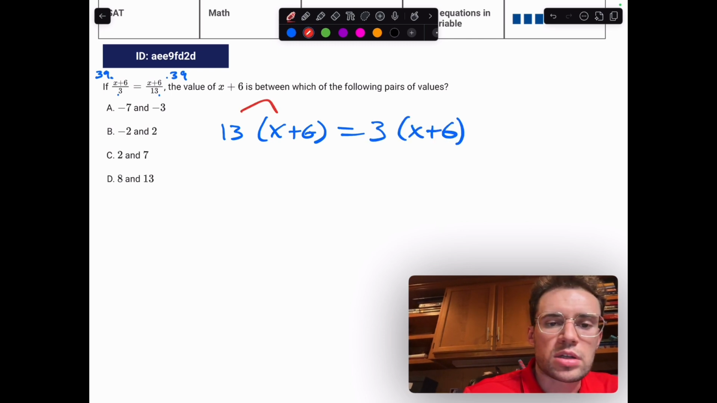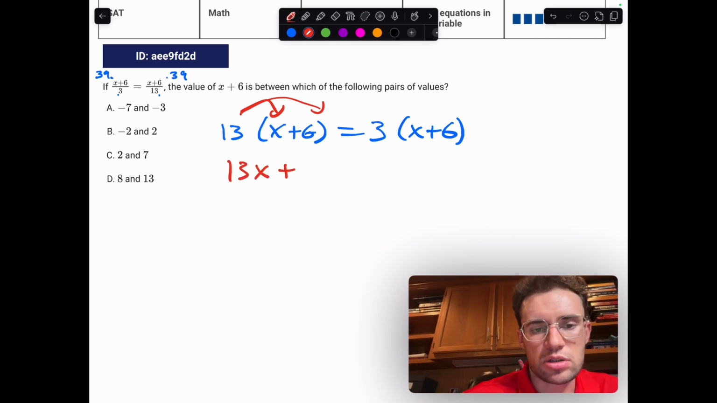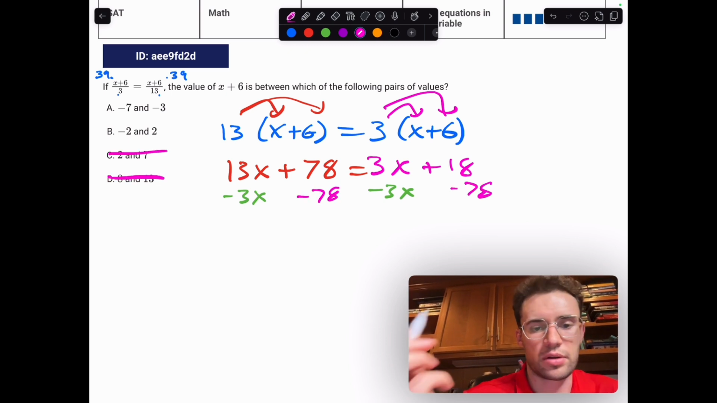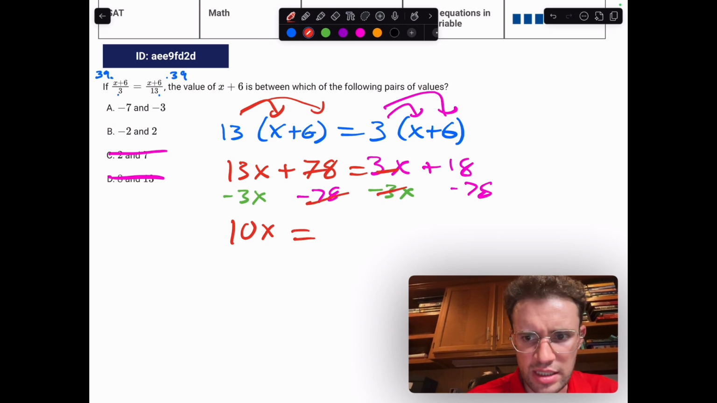Now we distribute. You get 13 times x is 13x, plus 6 times 13, that's 60 plus 18, which would be 78, equals, and then here we have 3 times x is 3x, 3 times 6 is 18. So now we just solve for x, minus 3x, and I'll do minus 78. So it's going to be one of the negative ones, right? We can already tell that. This will be 10x. This will be 18 minus 78. Is that what it was? 18 minus 78 would be negative 60.